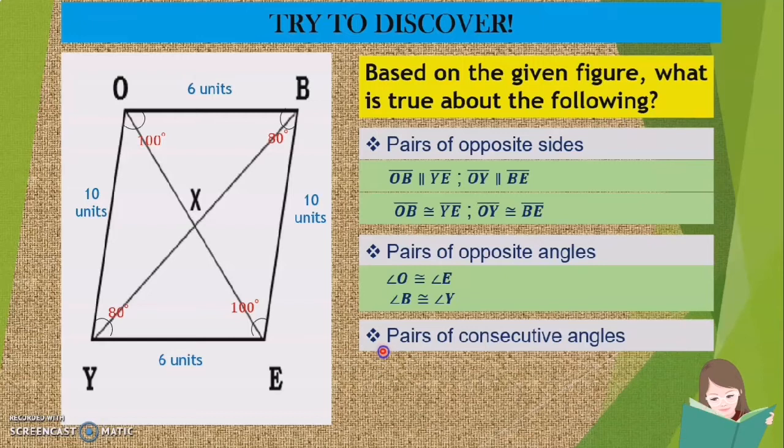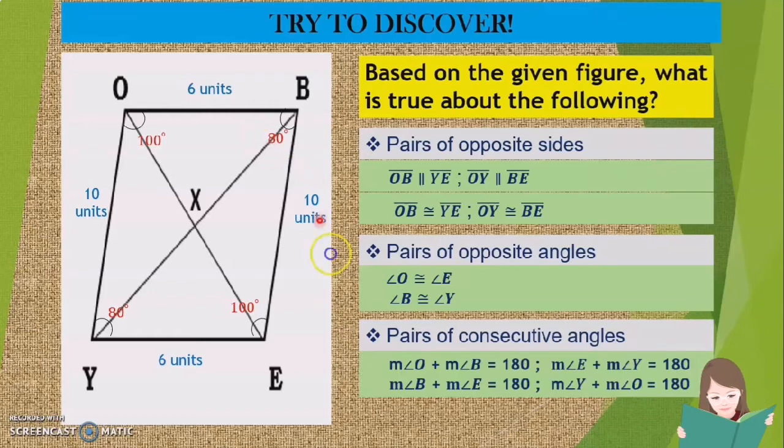What is true about the pair of consecutive angles in a parallelogram? Now, if you have noticed, any pair of consecutive angles in the figure is supplementary, which means that the sum of the two angles is 180 degrees. Alright, so in that case, there are four pairs of consecutive angles in the figure, which has a sum of 180.